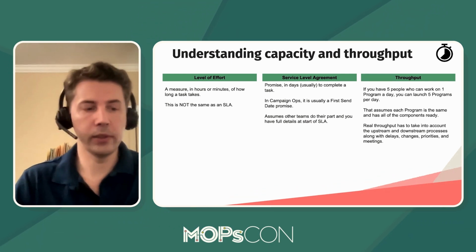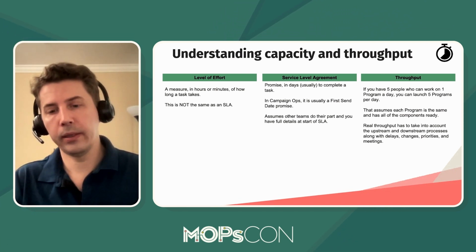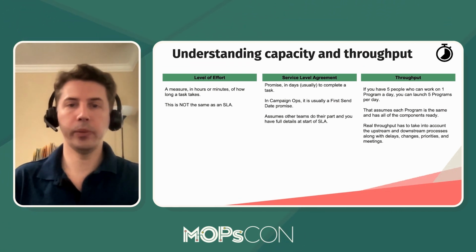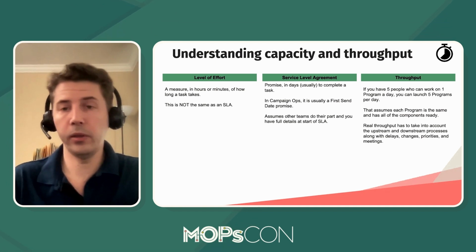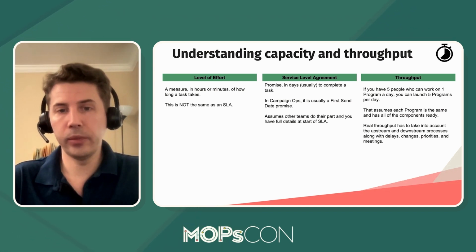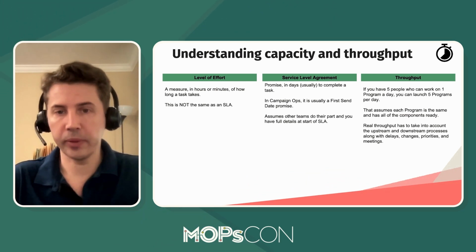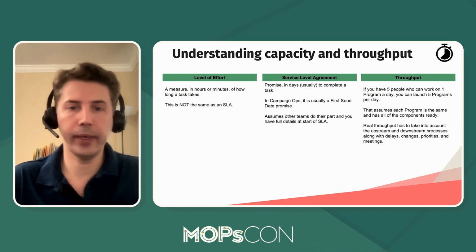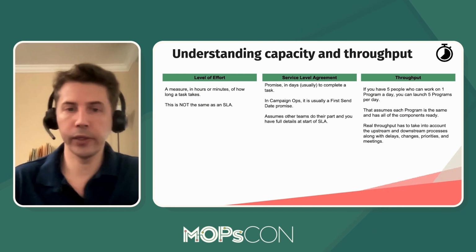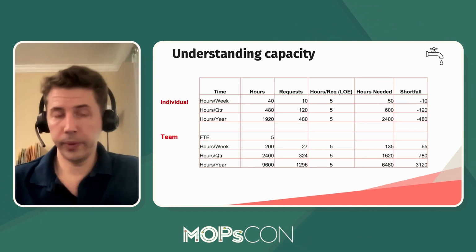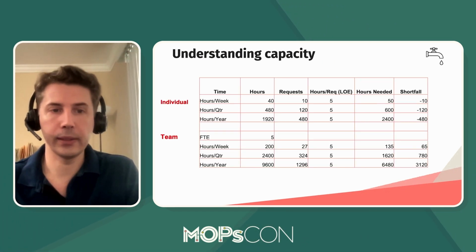Now, something to remember and that stakeholders need to remember is, let's say you have 5 people and each person can work on 1 program a day. So you could launch 5 a day. But that's assuming at the beginning of the day, all programs have everything you need to run it. Reality is that's never going to happen. So all that work's going to have to be managed and take into account upstream and downstream processes, other delays and changes. What you can typically control is your capacity.